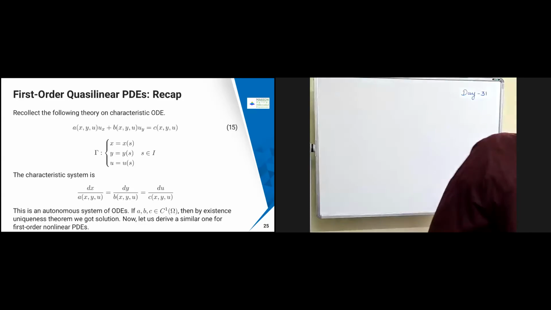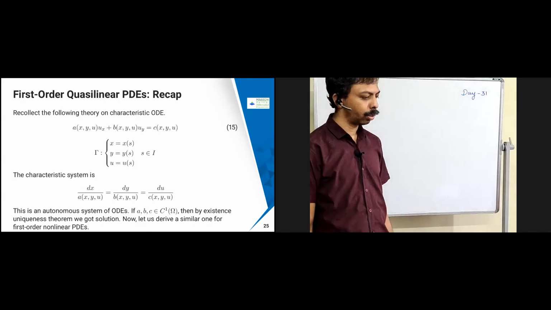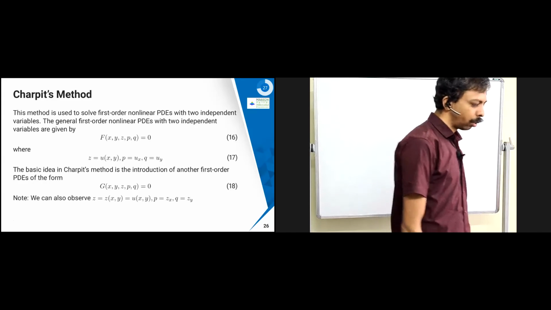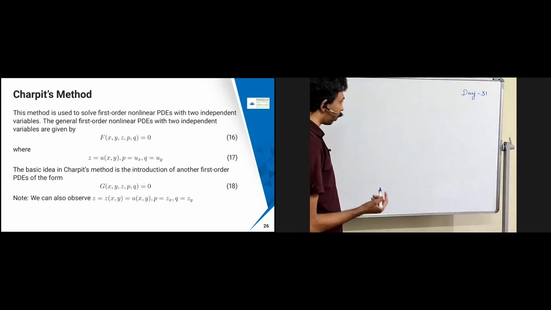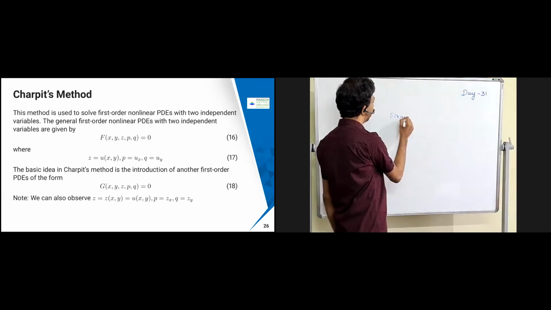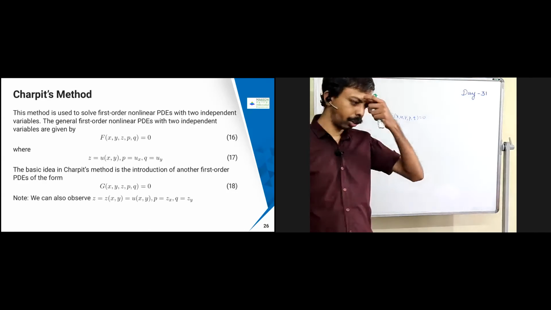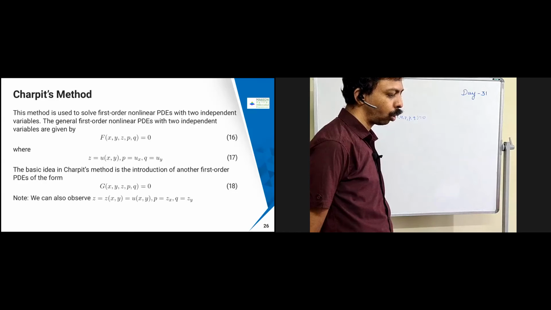Now what we are going to do is a similar kind of thing for the non-linear case. Okay, so this was quasi-linear. Now we are going to the non-linear case. So in this case, we have to take the same kind of things. I am just going to take f of x comma y comma z comma p comma q equal to 0. This is another way to get the answers. Okay, so here again the same kind of things: z equal to u, p equal to u_x, and q equal to u_y.